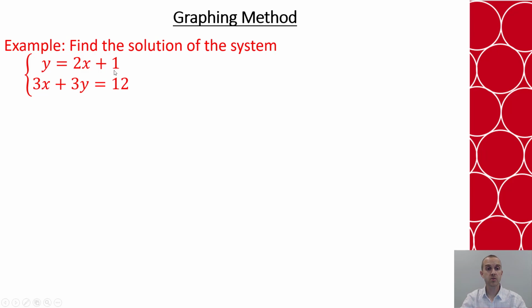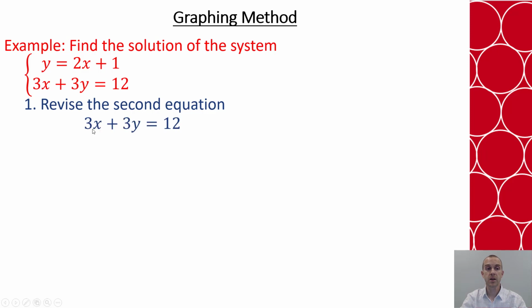Say I have y equals 2x plus 1 and 3x plus 3y equals 12. Now the first thing I would do is rewrite this second equation so that it is also in slope-intercept form. In this case, I would subtract 3x from both sides. And I'm going to rewrite that, instead of putting the minus 3x last, I'm going to put it first because that's often how we see slope-intercept form. And then I'm going to divide all three terms by 3. This leaves me with y equals negative x plus 4.